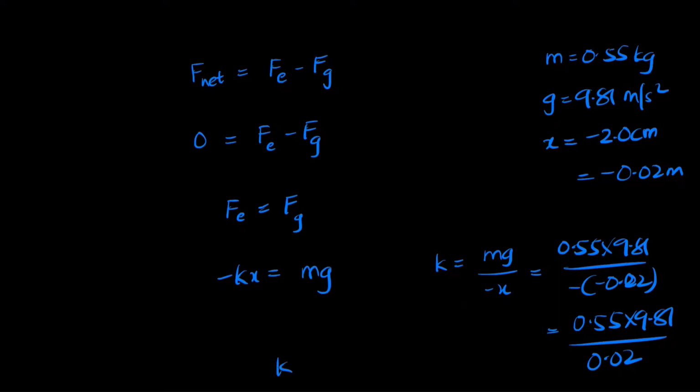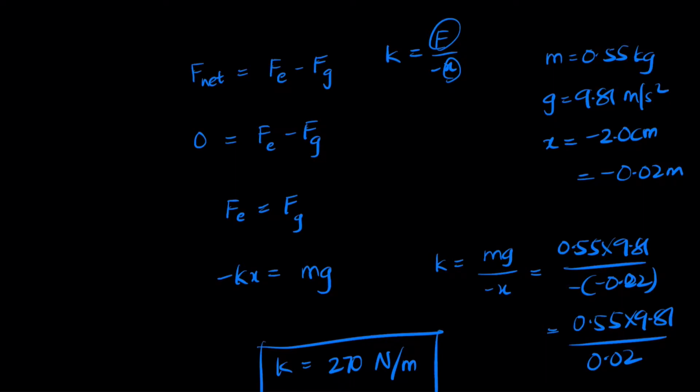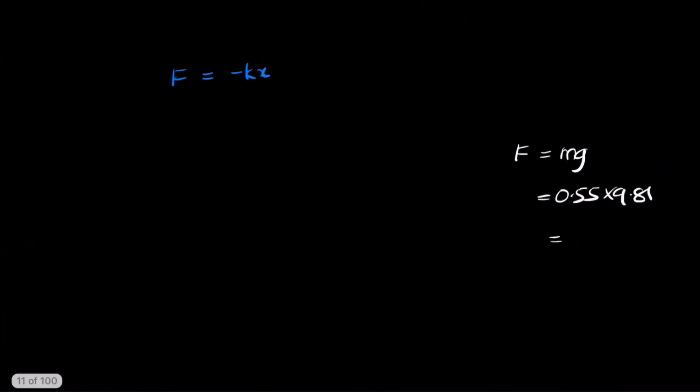So this value K becomes 269.775. Because the maximum number of decimals is 3, we can round it off to 270. Notice that here we have to know the unit of K. If F equals Kx, K becomes F by negative x, so we don't need to consider the negative. The unit of force is Newton, the unit of displacement is meter, so the unit of spring constant is Newton per meter. So this is how you can calculate the value of the spring constant for the following problem.